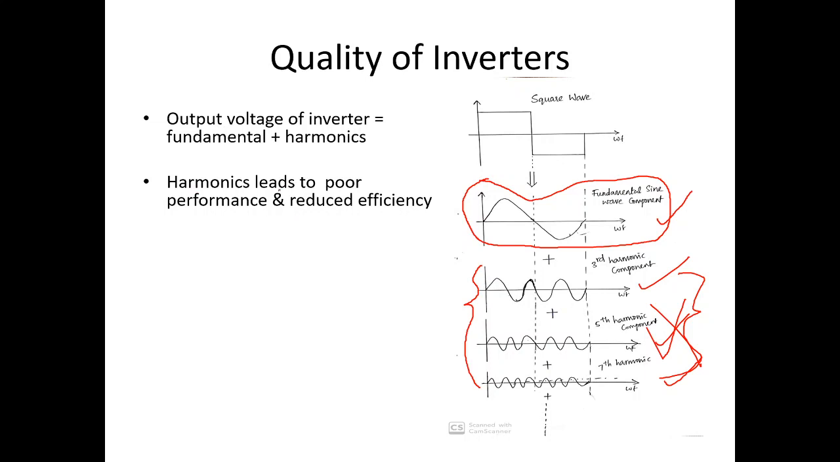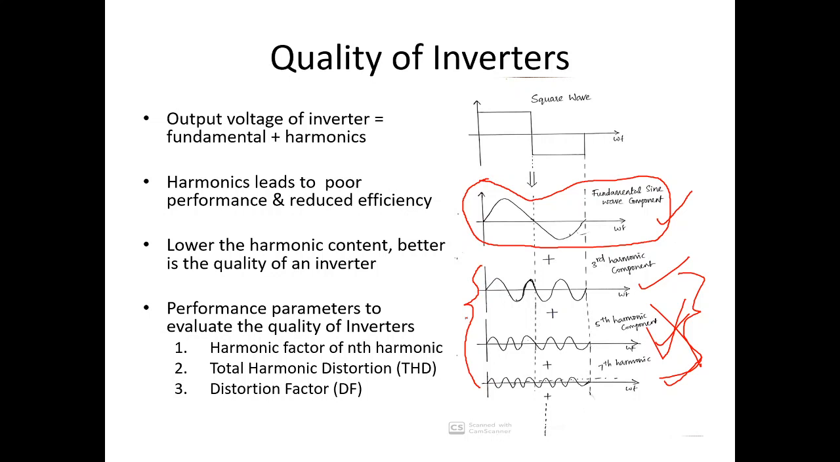Harmonics lead to poor performance of the load as well as the circuit, and lead to a reduction in the efficiency. Overall efficiency would be reduced. So this is one of the disadvantages. The lower the harmonic content, the better is the quality of the inverter, because the performance would be better and efficiency is more. So this harmonic component should be as low as possible.